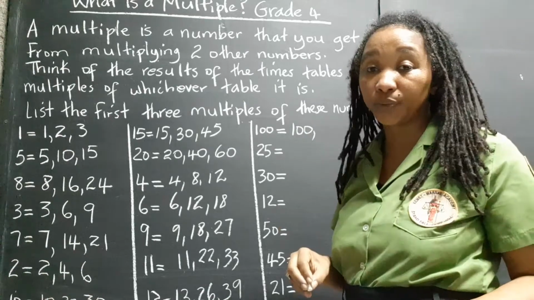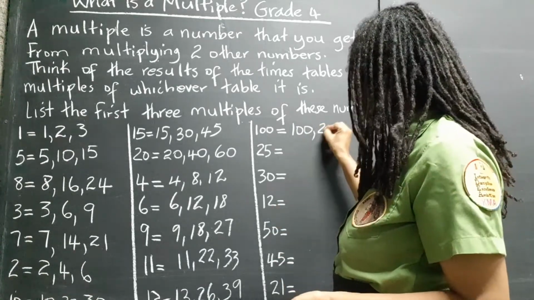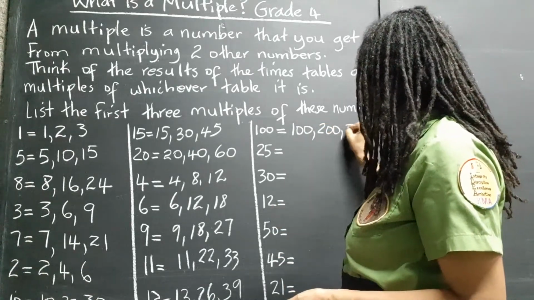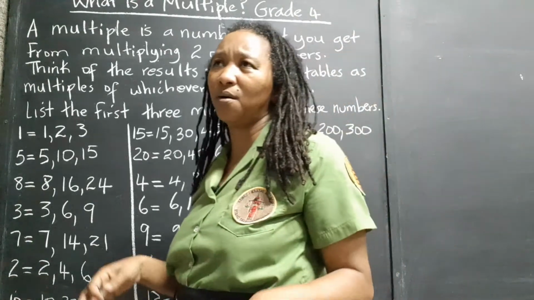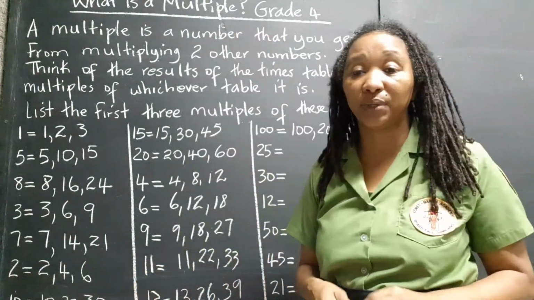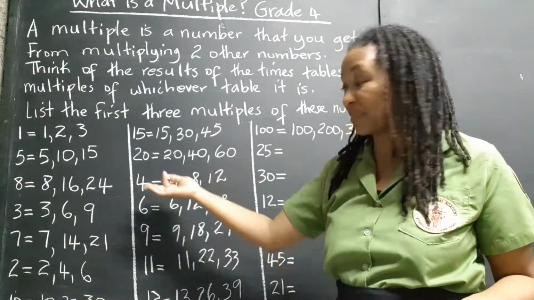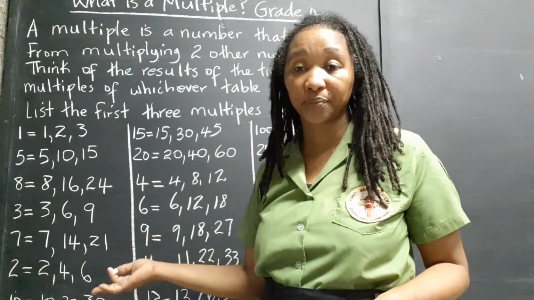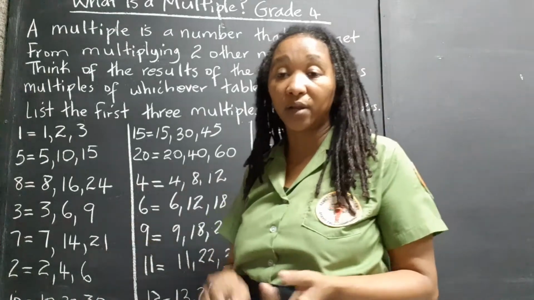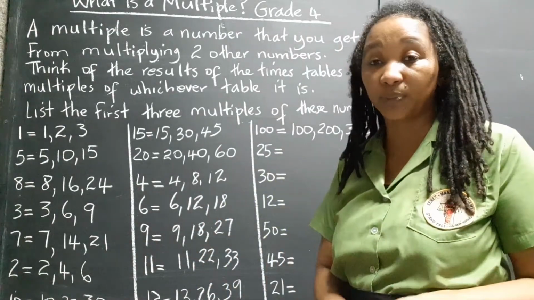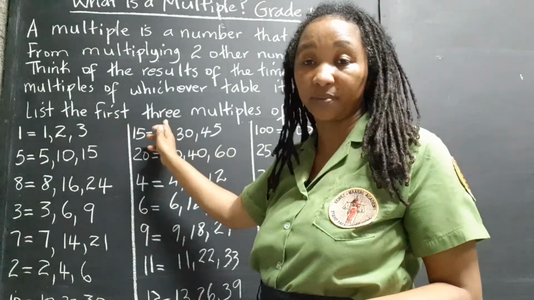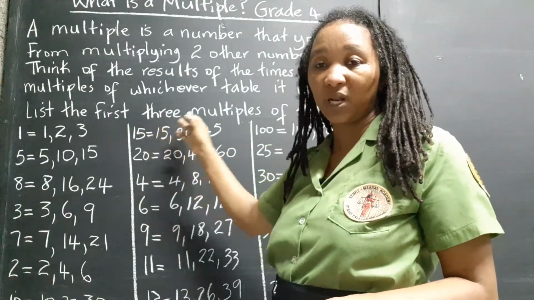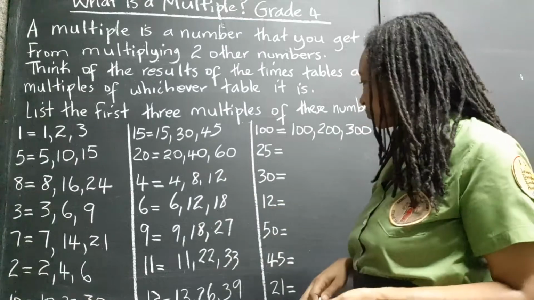100 times 2, 200. And 100 times 3, 300. So don't look at the big number and say, oh my God, what am I going to do with this big one? No, you do the same thing that you did with the little ones. You multiply it by 1, you multiply it by 2, you multiply it by 3, because they're asking for the first 3. We're not scared of big numbers.